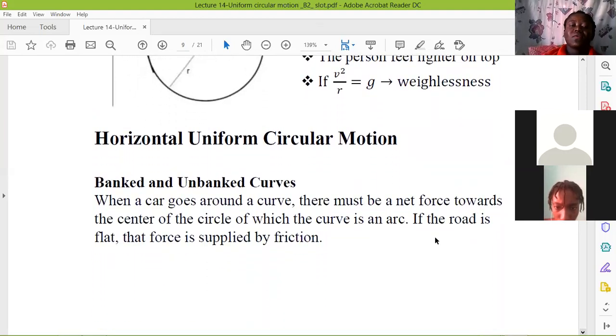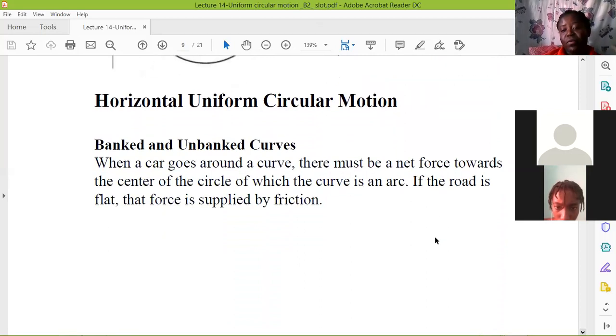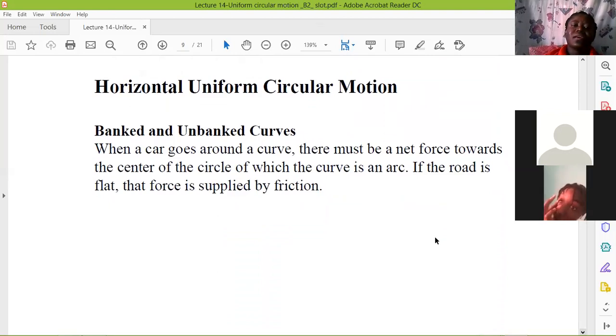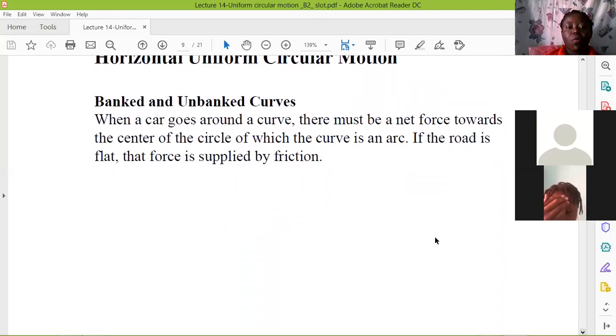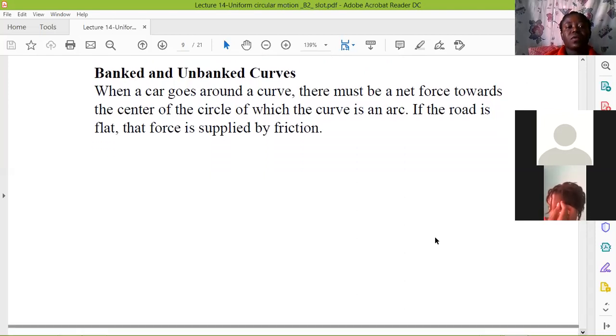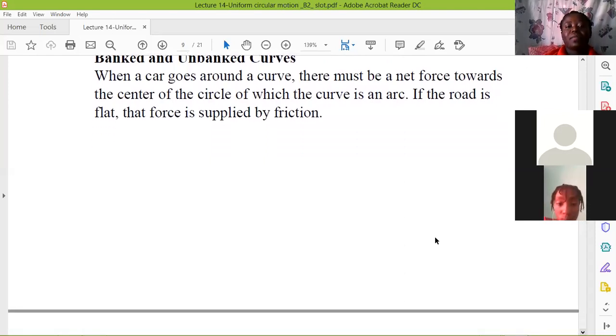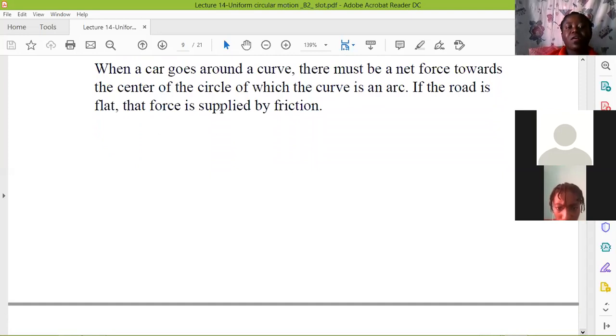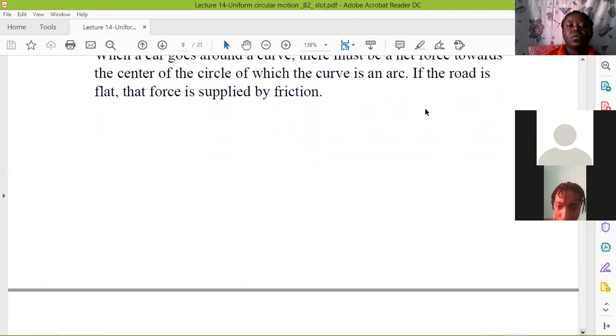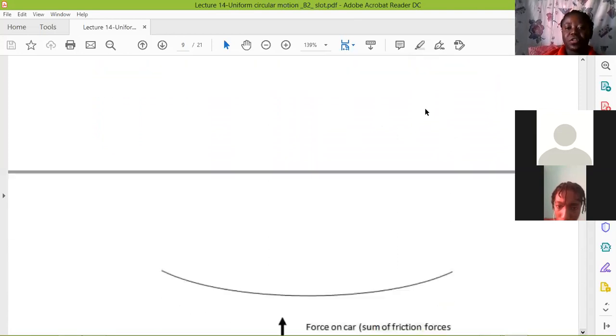Okay, let's see what happens with the horizontal. There you were looking at the vertical motions. What about horizontal motions? This one we'll look at with banked or unbanked curves. When a car goes around a curve, there must be a net force towards the center, in order for the object to move in an arc. That force is applied by the frictional force.